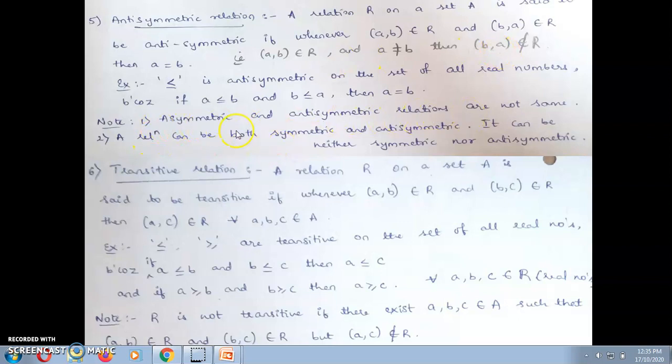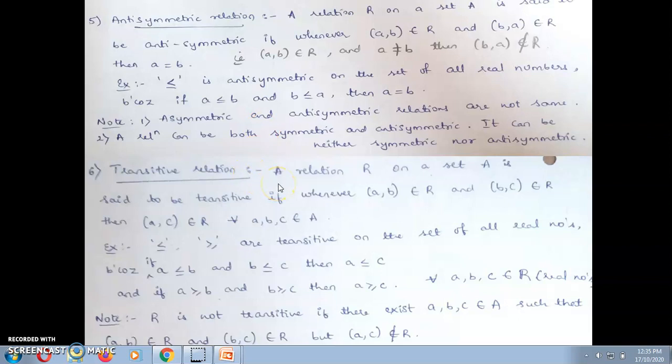There is a note which is written here. Symmetric and antisymmetric relations are not the same. A relation can be both symmetric and antisymmetric. It can also be neither symmetric nor antisymmetric. And when we see an example, at that time we can come to a conclusion about when a relation will be asymmetric, when it will not be asymmetric, when it will be antisymmetric, and when it will be a transitive relation.